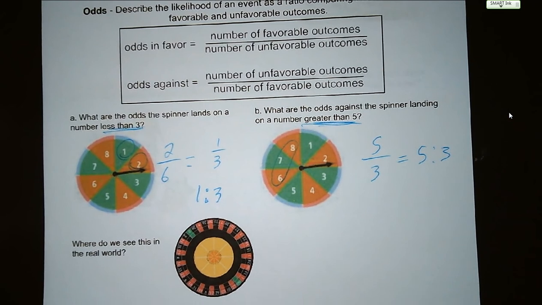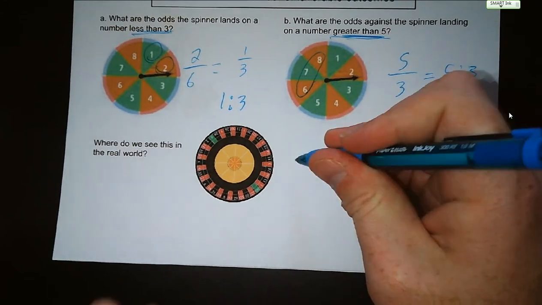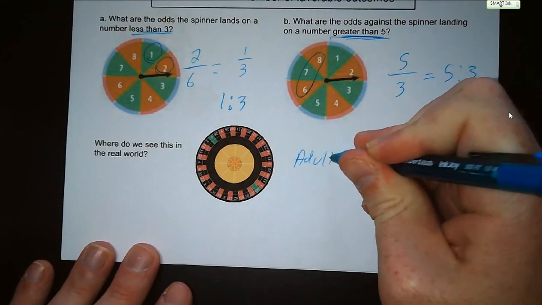Now, where do we see something like this, odds in favor, showing up in the real world? Well, we're going to call this an adult spinning wheel.